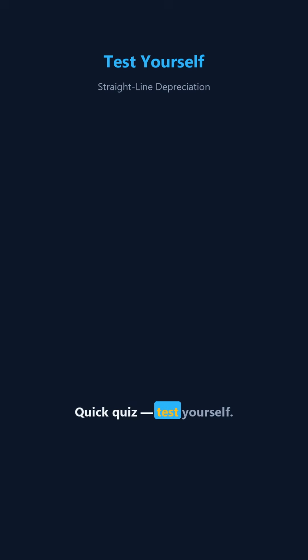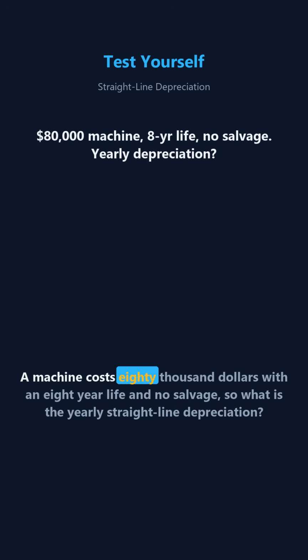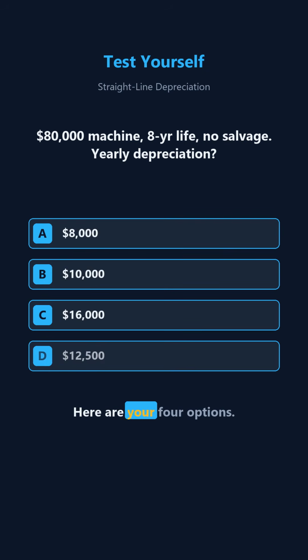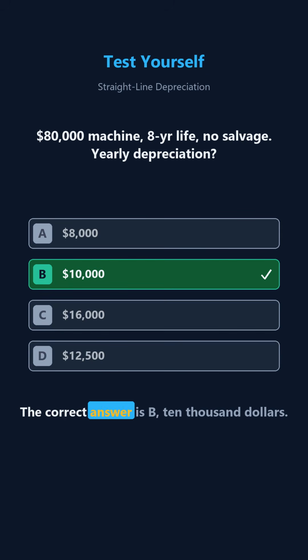Quick quiz, test yourself. A machine costs $80,000 with an 8-year life and no salvage, so what is the yearly straight-line depreciation? Here are your 4 options. Pause the video and solve it now. The correct answer is B, $10,000. 80,000 divided by 8 years.